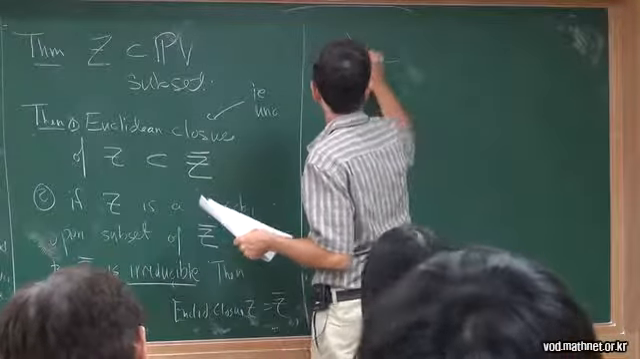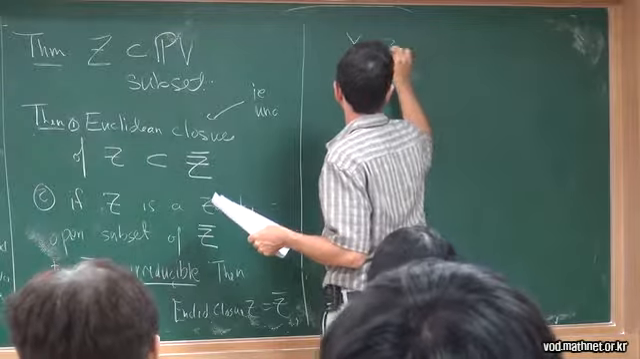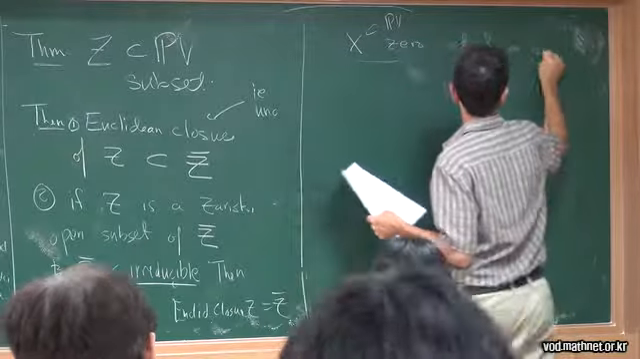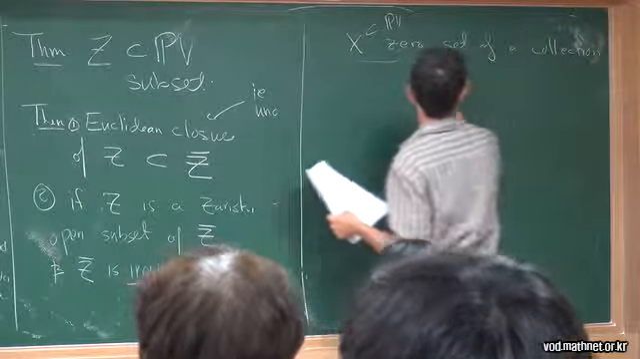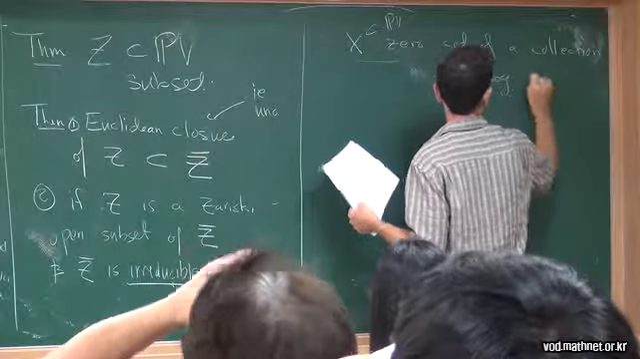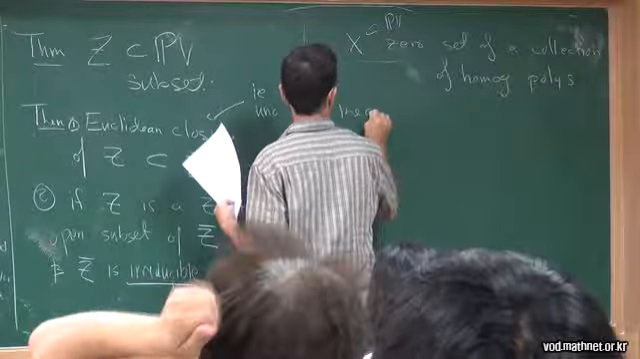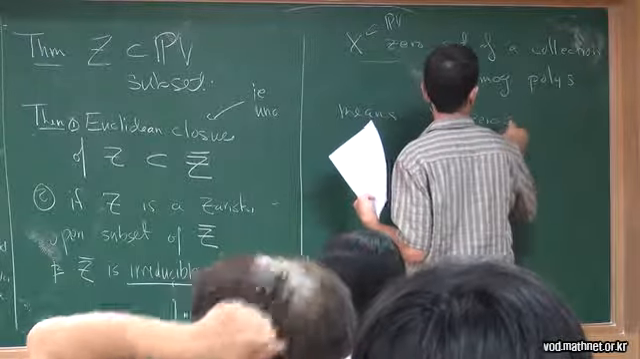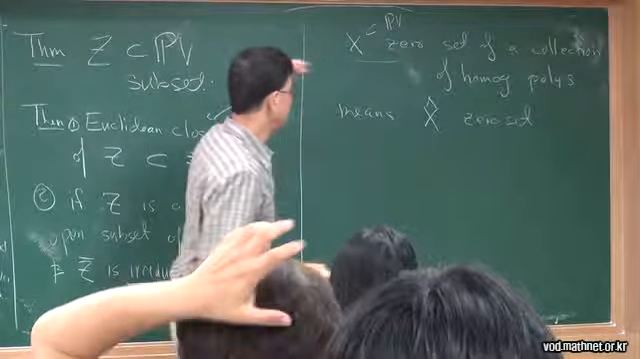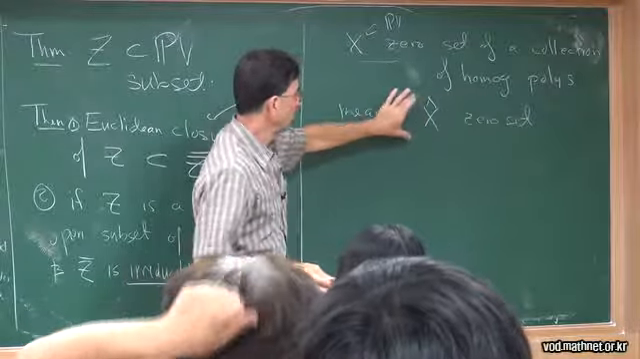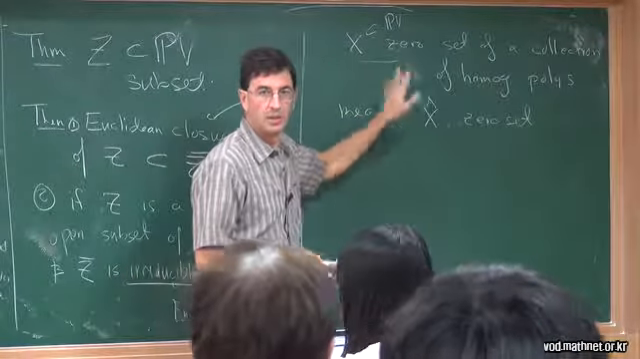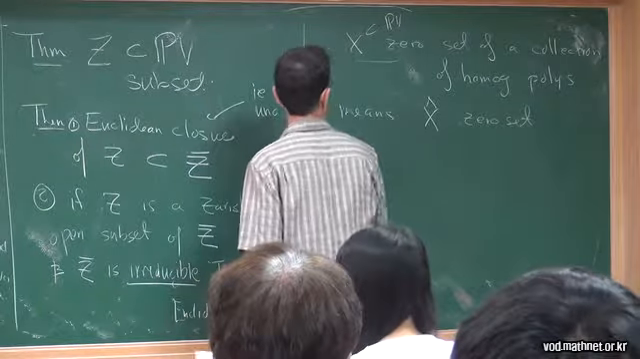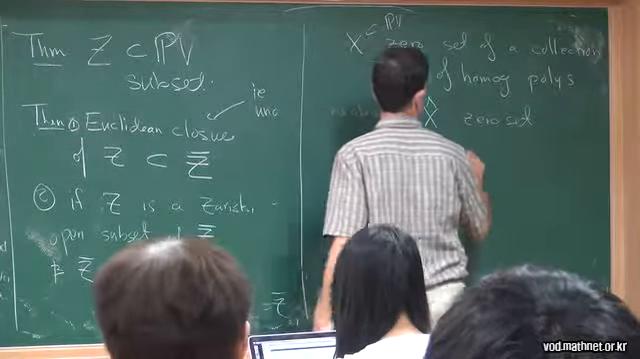So if we have X the zero set of a collection of homogeneous polynomials, that means that really X hat is the zero set. And the point is if we use homogeneous polynomials, the zero set will indeed be a cone. So it makes sense. And we call such an X an algebraic variety.